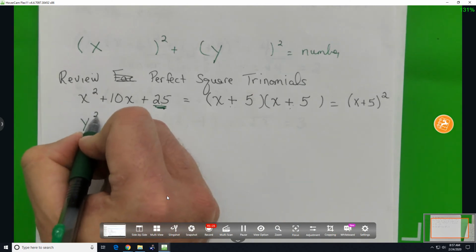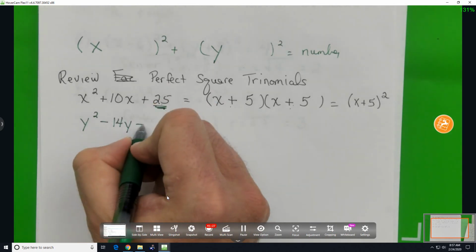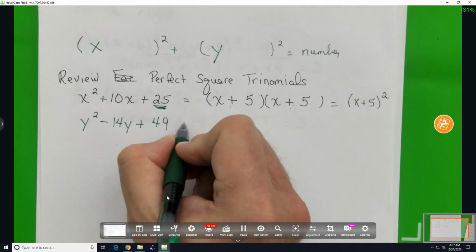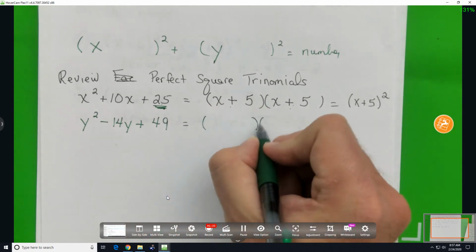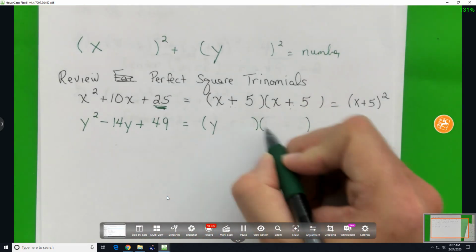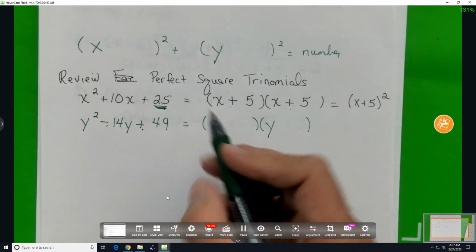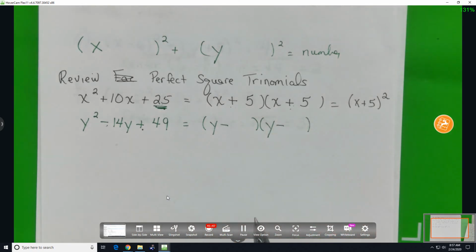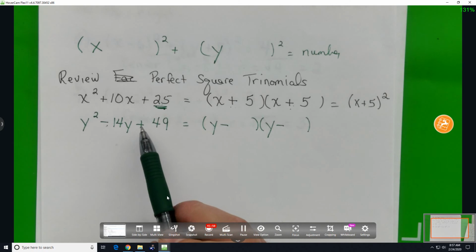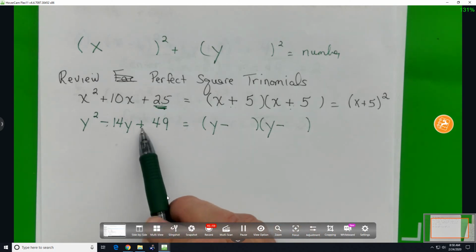y squared minus 14y plus 49. Is this a perfect square trinomial? Well, let's see. Y and y. The second sign is plus, so 2 of the first sign. If it's going to be a perfect square trinomial, this second sign must be plus. Why? Well, if the second sign were minus, you'd have a plus and a minus. So you wouldn't be getting the same thing in both sets of parentheses. So this sign here, the second sign, must be plus.